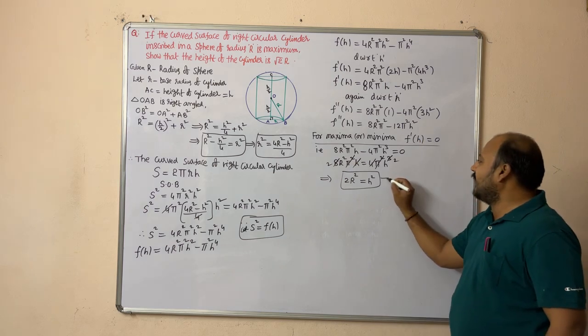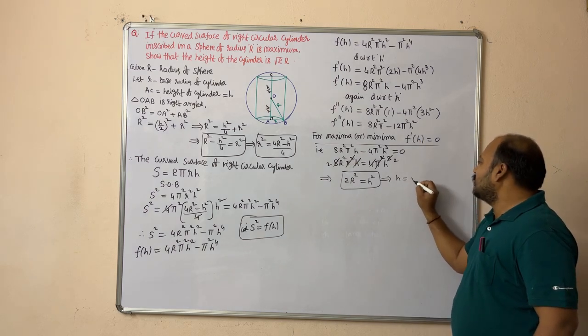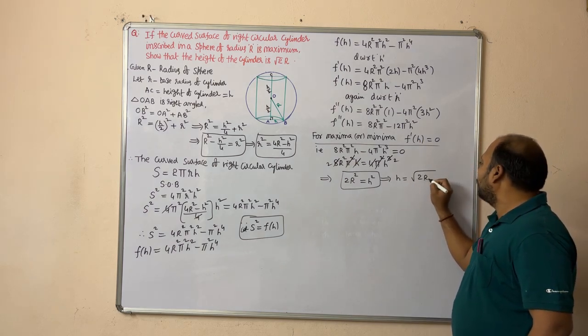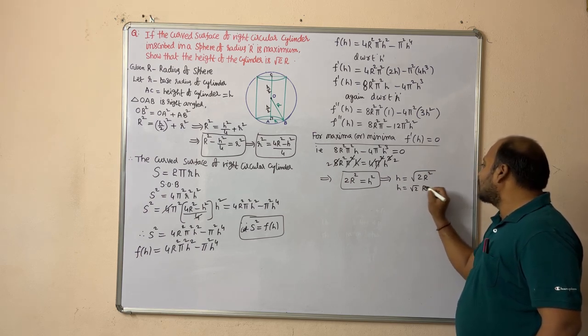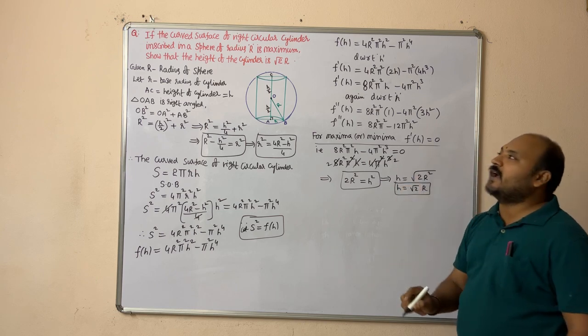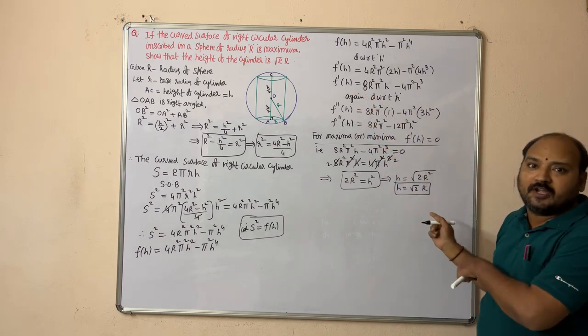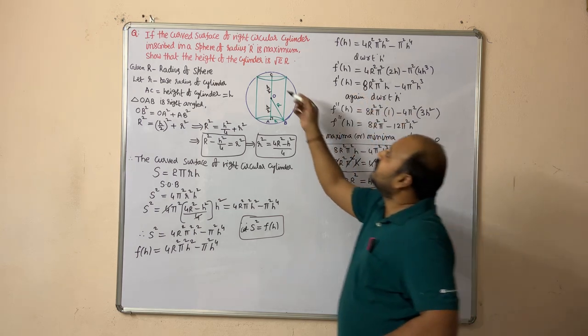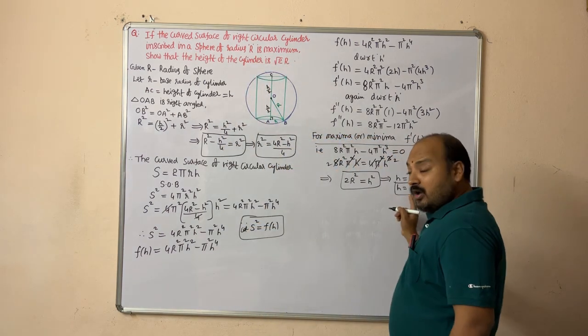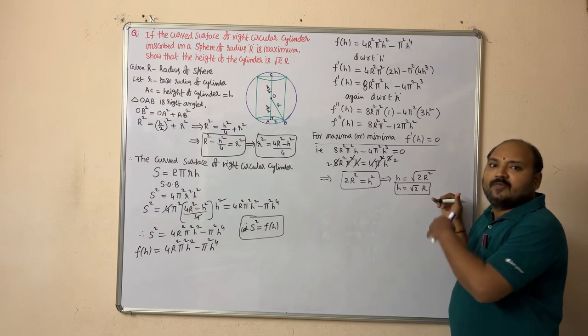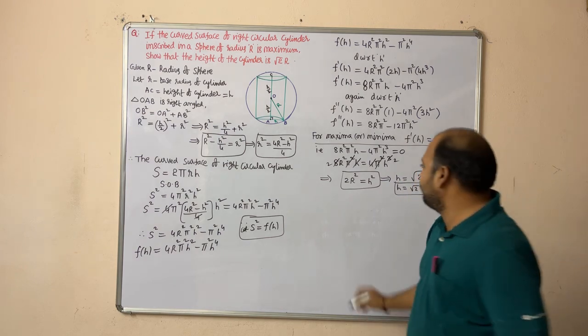From this, make H the subject. H is equal to square root of 2R square. So H is equal to root 2 into root R square, which means capital R. They are asking to prove the height H is equal to root 2R. We got it, but we still didn't prove that the curved surface area is maximum. Up to this step you will get 5 marks, dear students, out of 7.